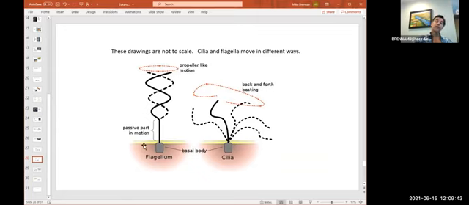Okay, the basal bodies for flagellum and cilia are located inside the cell, in the cytoplasm, and then we have this yellow line here, the cell membrane. And then the axoneme, again, is the part that projects outside of the cell.